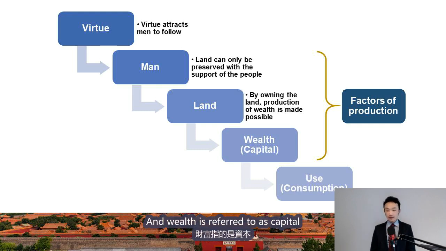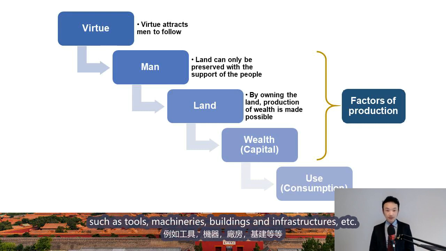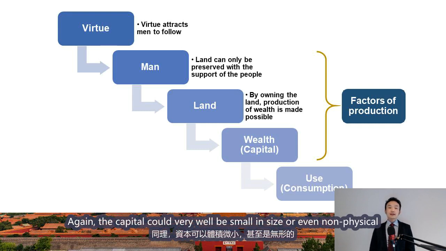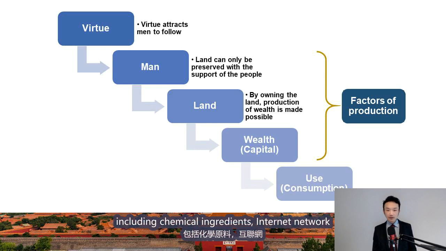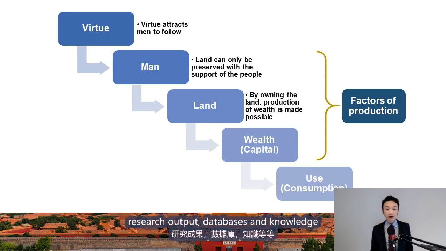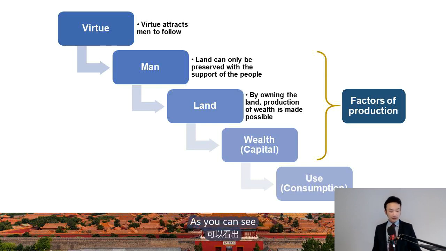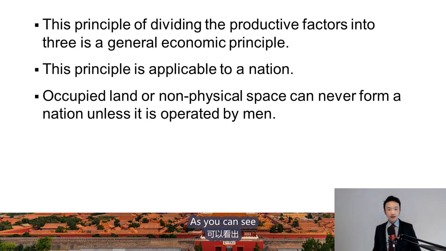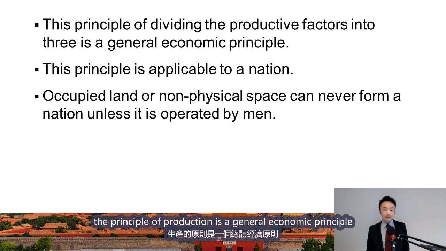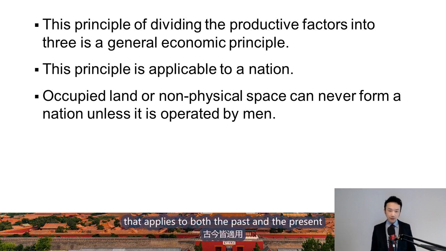And wealth is referred to as capital, such as tools, machineries, buildings, and infrastructures, etc. Again, the capital can very well be small in size or even non-physical, including chemical ingredients, internet network, research output, databases, and knowledge. Now, as you can see, the principle of production is a general economic principle that applies to both the past and the present.